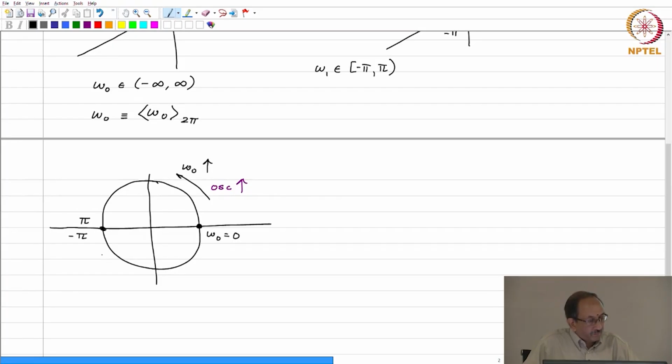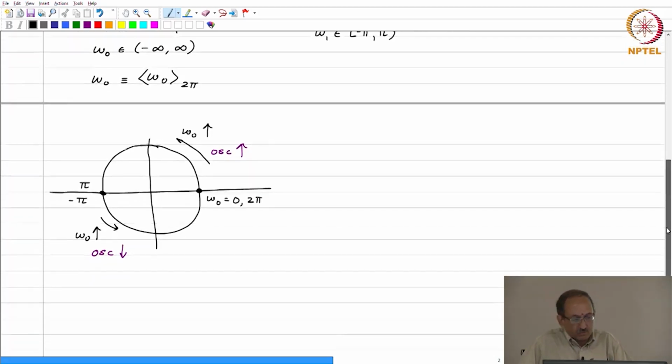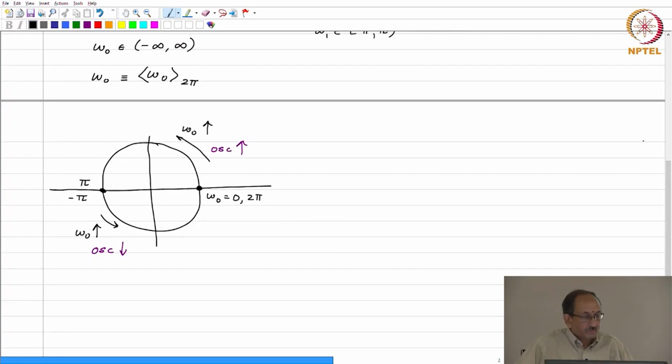Now beyond pi, omega naught is still increasing. However, the rapidity of the oscillations decreases, and it keeps on decreasing till you hit 2 pi, when you now reach the DC sequence. So this is another way of looking at how things are as omega naught changes from the interval 0 to 2 pi. And typically we will be focusing on omega naught in the range minus pi to pi.